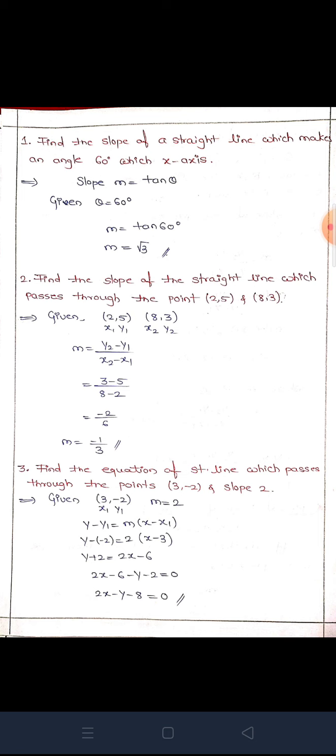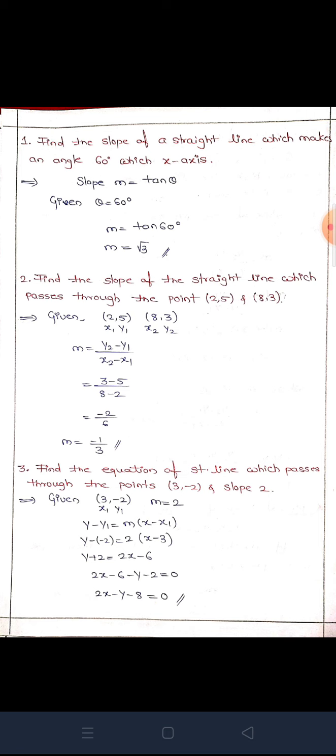So how to find it? Write the equation of a straight line: y minus y1 is equal to m times (x minus x1). So y minus the value of y1, which is -2, equals -2 times (x minus 3). Next line, y minus and minus becomes plus 2, and here multiply with -2, so y + 2 = -2x + 6.